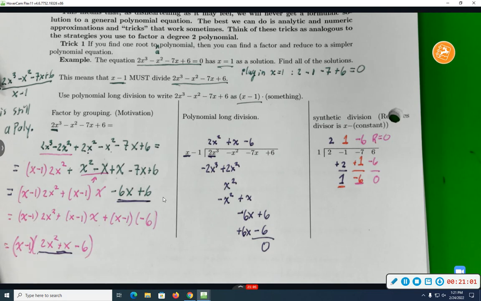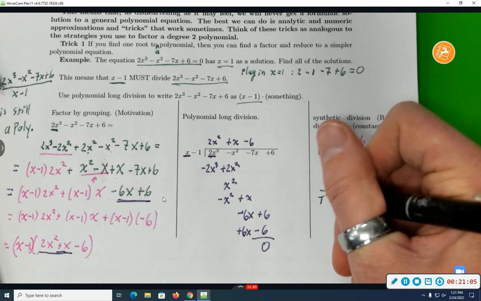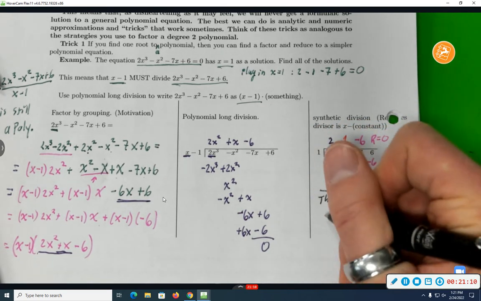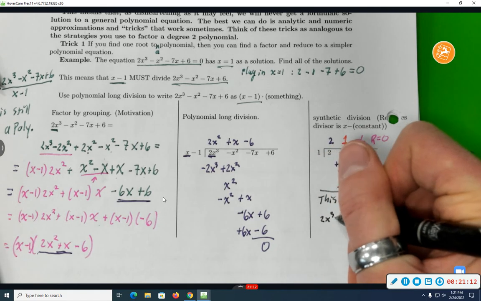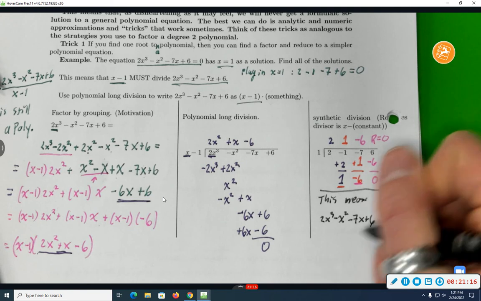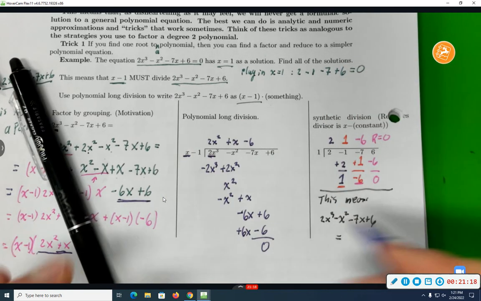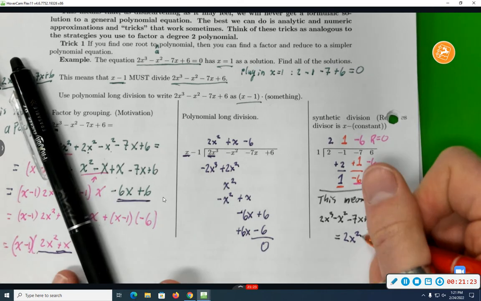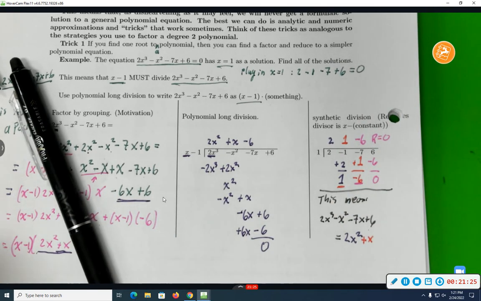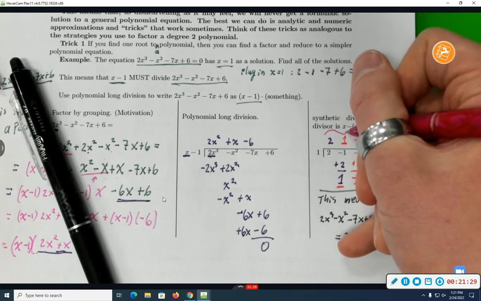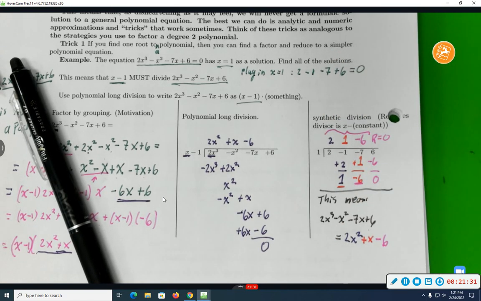So now I have to interpret this result. This means 2x cubed minus x squared minus 7x plus 6 equals 2x squared plus x minus 6. So you just read off these things as the coefficients after you do the division.